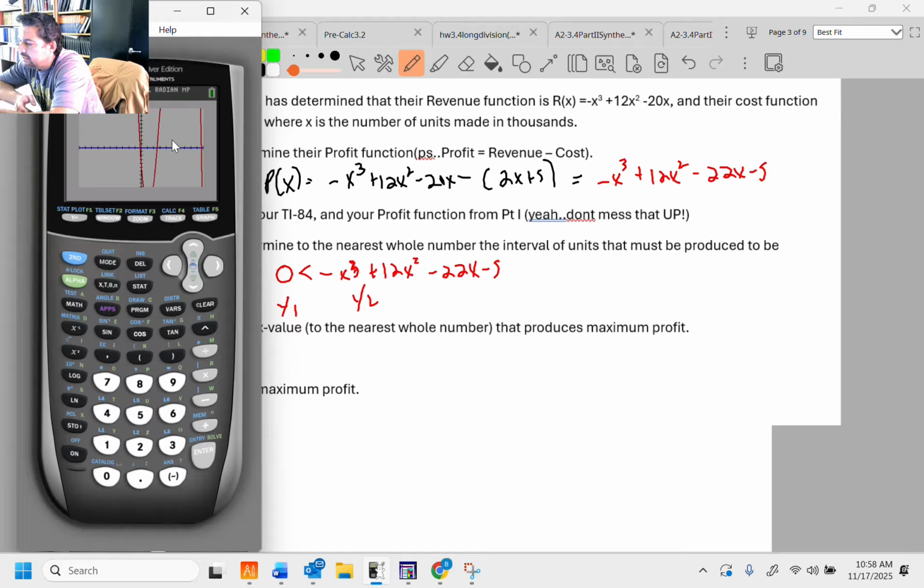I need to see this maximum that's happening somewhere up there. So I'm going to go to Window. Actually, I don't have to see it, but I know I need it for parts 3 and 4. I'm going to set my Y max to be 100. See if I can see that maximum. And it says to the nearest whole number, the interval of units that must be produced to make a profit.